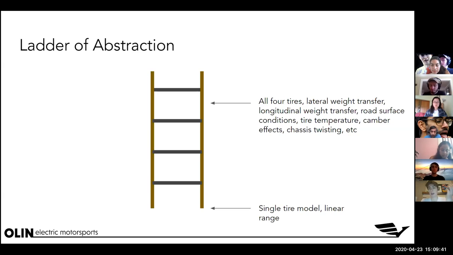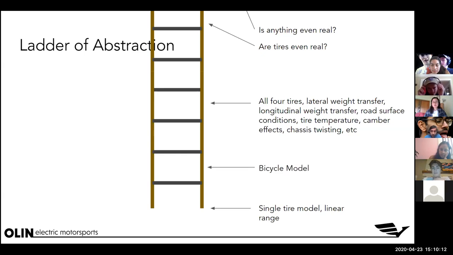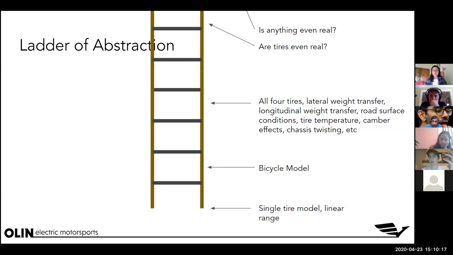But again, everything we do as engineers is make models, and there's a famous quote: all models are bad, but some are useful. This ladder doesn't really end. You can always go up and ask yourself more and more complex questions about what's actually true and what's not true. Are tires even real? Is anything even real? This ladder goes into infinity. But the point of engineering is that you can get a crap ton done if you stay pretty low on the ladder. So we're going to be looking at the bicycle model, which is pretty low on the ladder, basically one step up from a single tire model or a glider model.